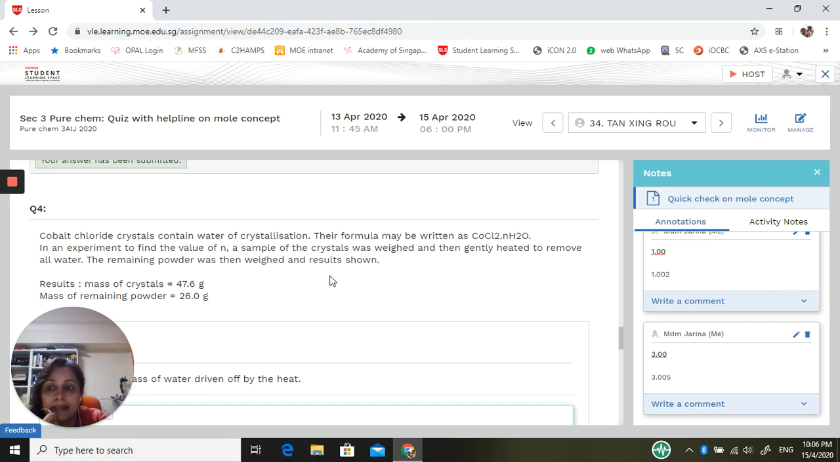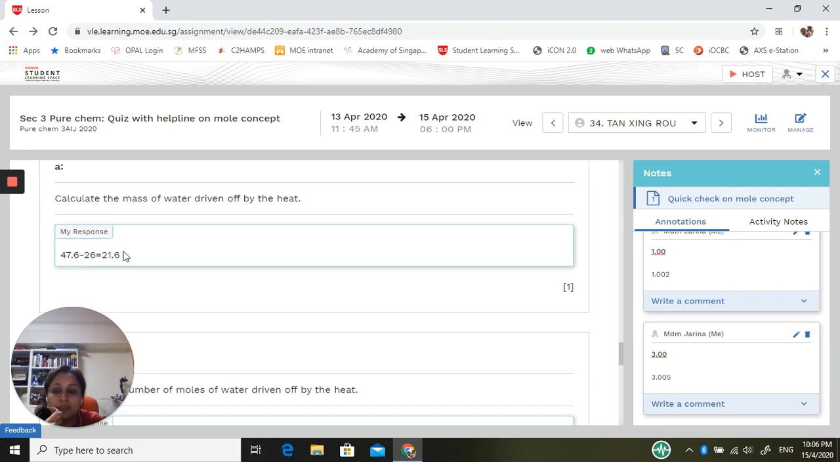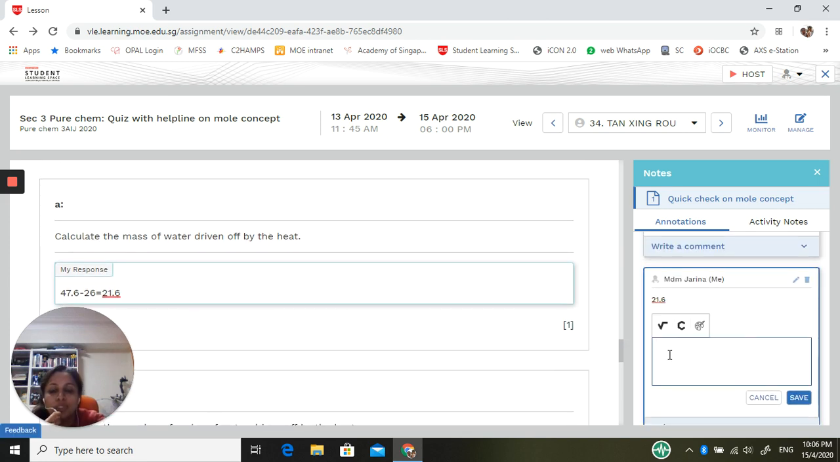Okay, and then question 4 was the last question. Some of you were not able to finish. Sorry, I set it to only one trial, one try. That is why I had an issue. I couldn't revert back to 2 tries, but it's okay. We learn along the way. Okay, mass of water driven off, so just minus off. You have 21.6. Please ensure units are written. Very important: units, so it must be grams.